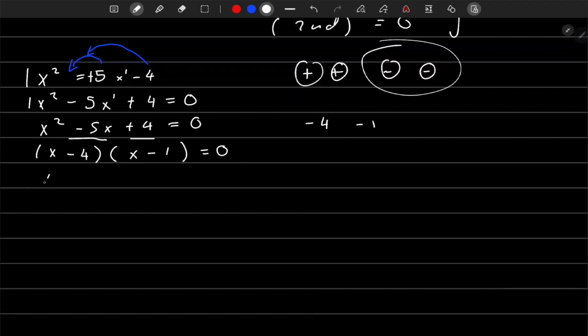set that equal to 0, and then equate the two brackets to 0. x minus 4 is equal to 0, and x minus 1 is equal to 0. So then we solve for x. We take this 4, we group like terms, and move it to the other side. So then x is equal to... When this moves to the other side, it changes the sign to become a positive. So x is equal to 4, and x is equal to 1. So that's it for the first problem.